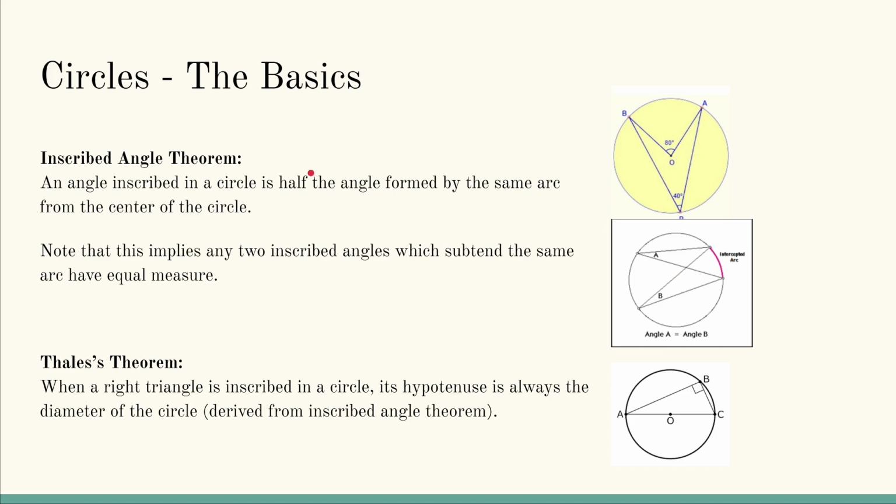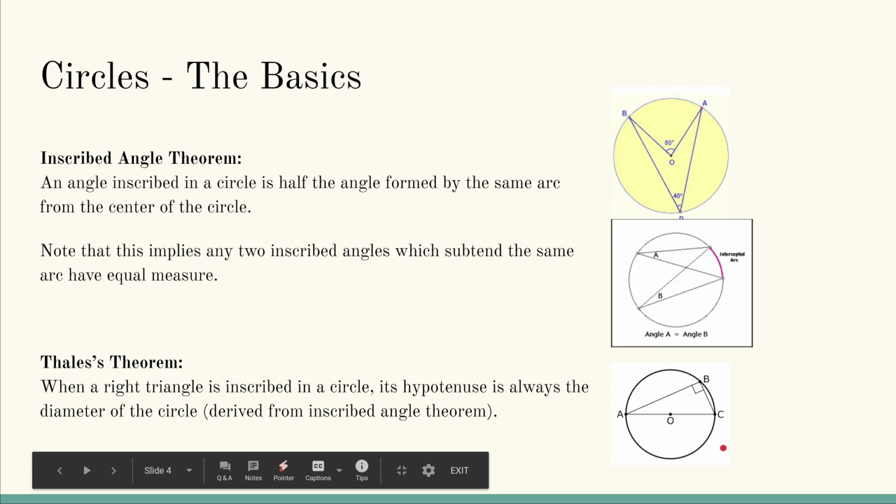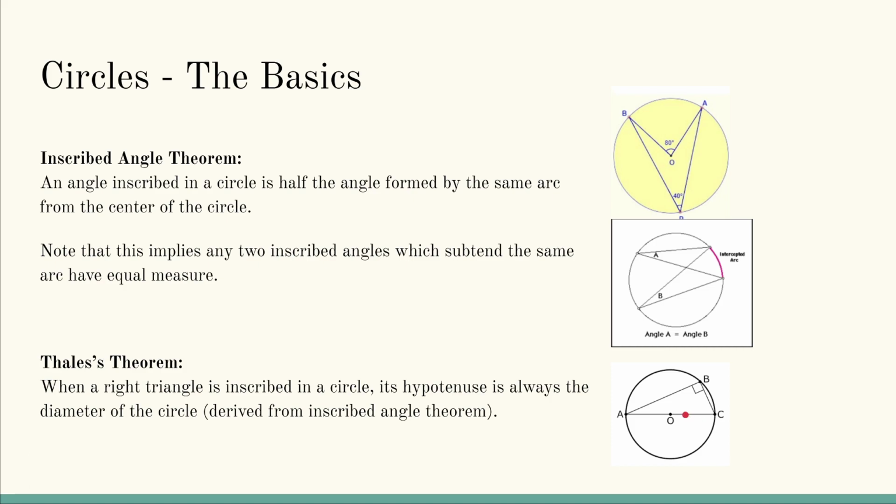But the inscribed angle theorem also gives you Thales' theorem, which states that if there is a right triangle in any circle, then its diameter is the hypotenuse of the right triangle. And also, whenever there's a triangle with its side on the diameter, then it's a right triangle as well.